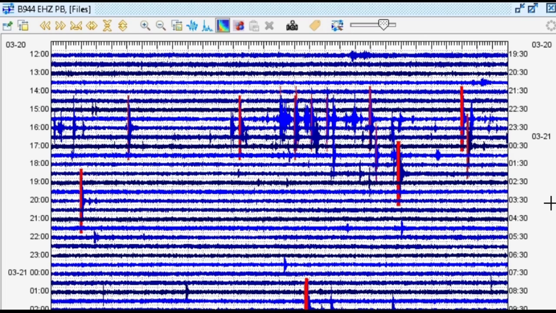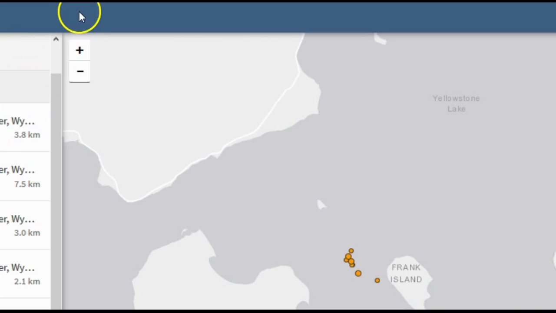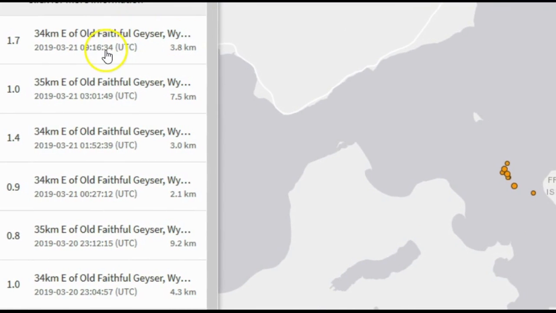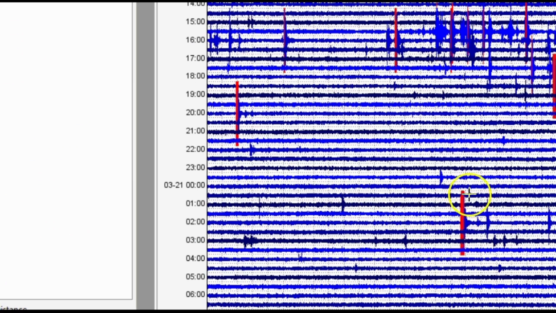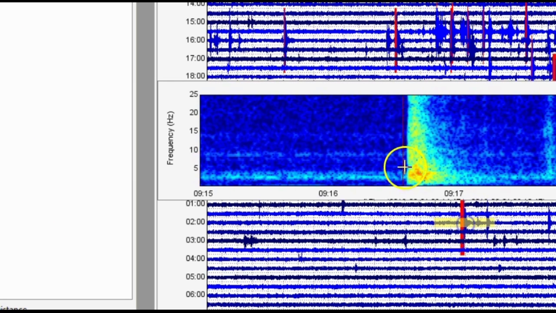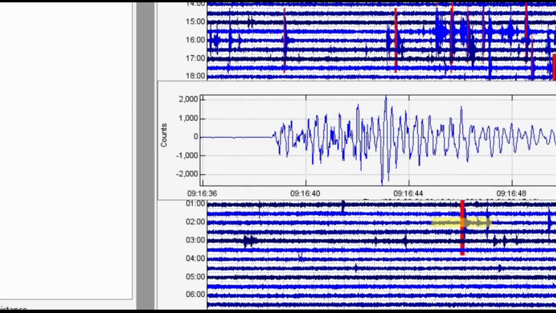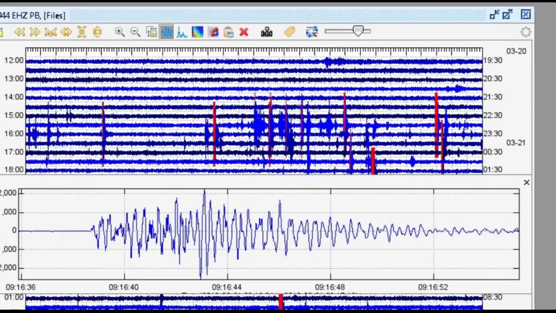Most of them. I believe the largest reported event, let's see, the largest one was reportedly a magnitude 1.7 at 3.8 kilometers in depth at 9:16 UTC on the 21st. 9:16, that's this one right here. This is the magnitude 1.7 that I just showed. That's it right there.